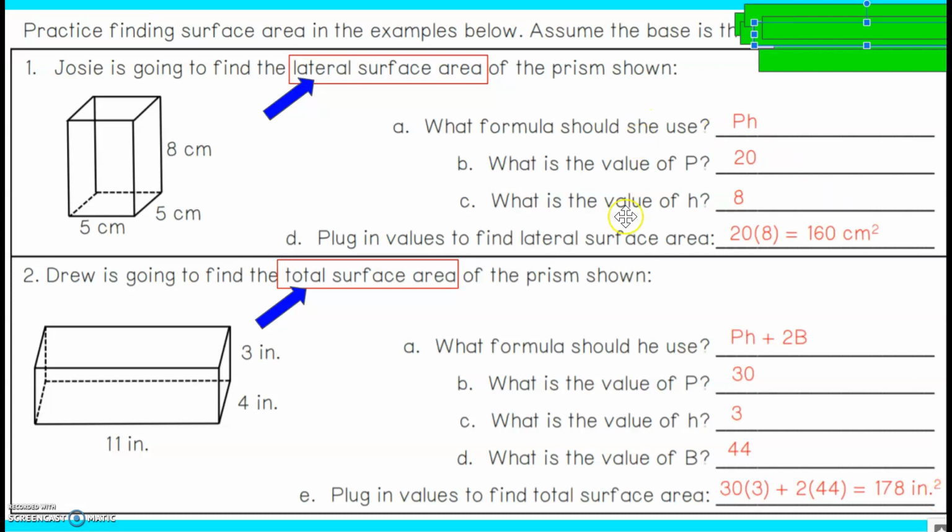Now remember, these two are different because in the top one, it asked me for lateral surface area. Only the sides, no bases. Faces, no bases. So I used only perimeter of the base times the height of the figure. And the bottom one, it asked me for total. So it's the whole thing, faces and bases. That's why this formula has the plus 2 area of the base.